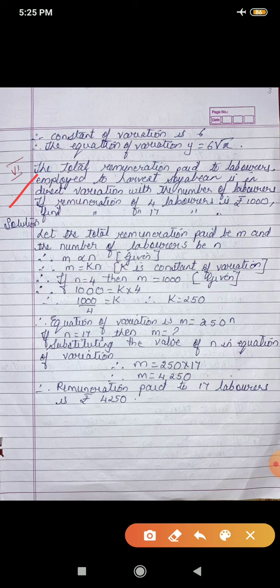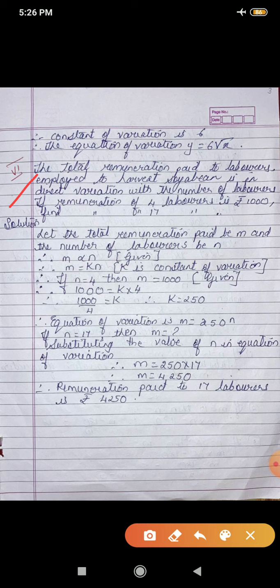It's given. Therefore, m is equal to kn, where k is a constant of variation. If n is equal to 4, then m is equal to 1000. It's given. Therefore, 1000 is equal to k into 4. So 1000 upon 4 is equal to k. 4 ones are 4, 4 twos-fifties are 1000, so k is equal to 250. Therefore, the equation of variation is m is equal to 250n.